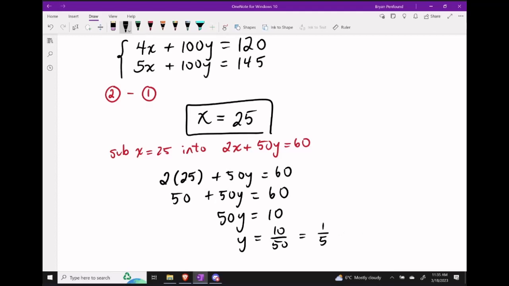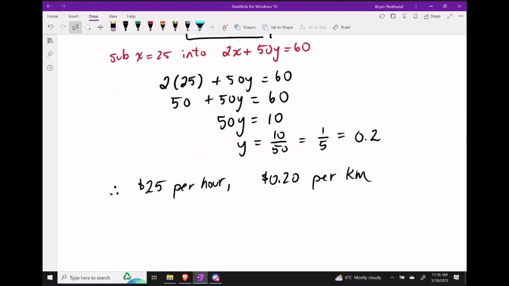And since we're working in dollars and cents here, let's convert this to a decimal number. 1/5 is equal to 0.2. And so the last thing we're going to want to do here is go back and answer our question. Since x is equal to 25, we know we get charged $25 per hour. And since y is equal to 0.2, we get charged 20 cents per kilometer driven.